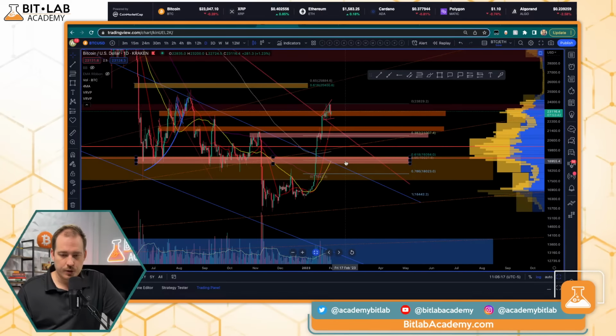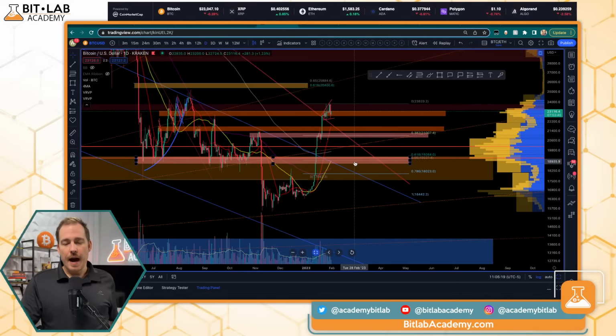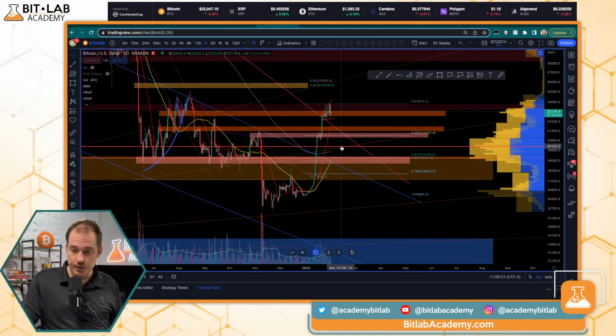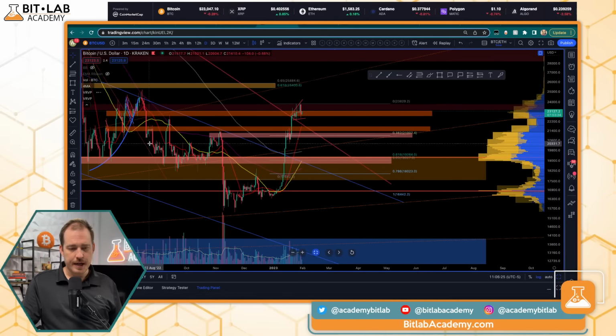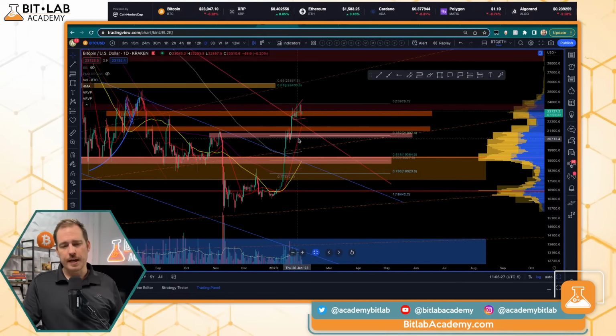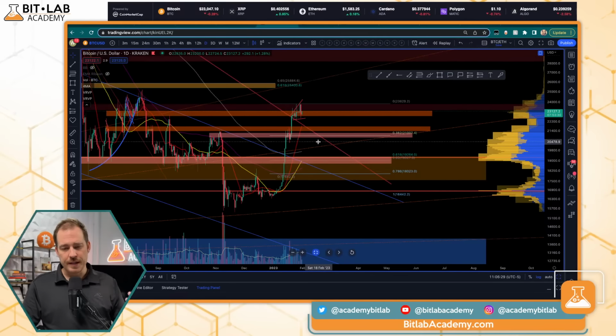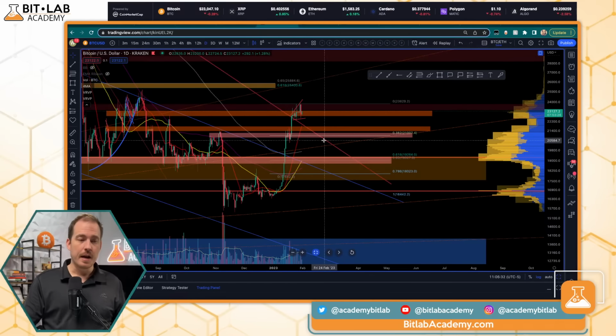But I'm looking right here at this level, the 21,000 range all the way down to the 19.2. I have more orders in the 19.6 range, and that has just to do with previous price action at this level, as well as, on smaller time frames, looking at other fibs. But these are the major levels that I'm looking at with Bitcoin.